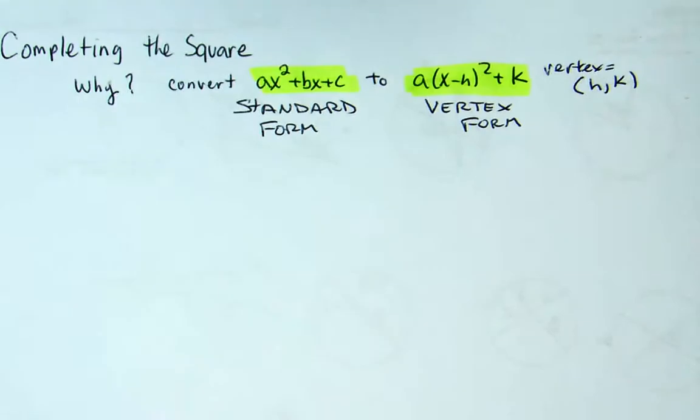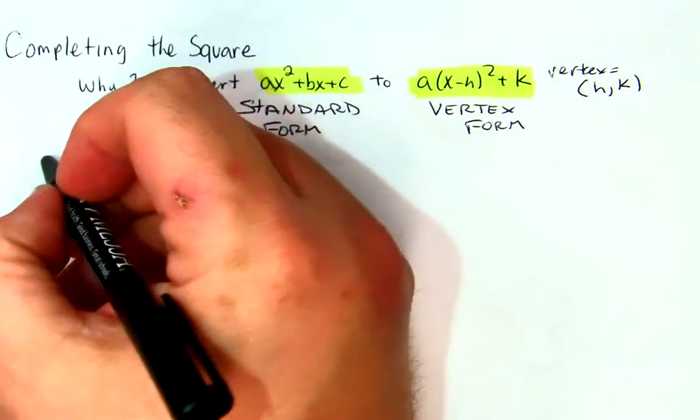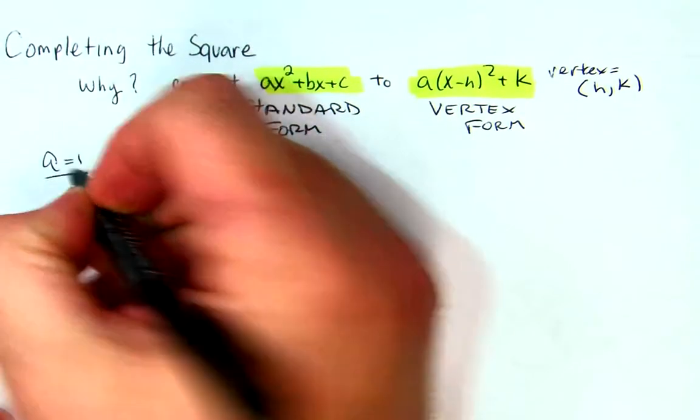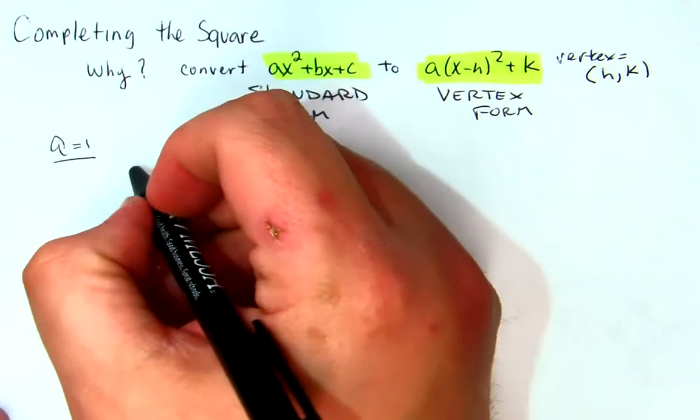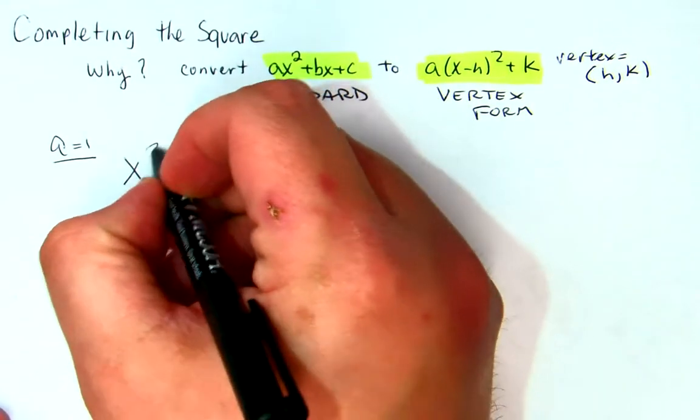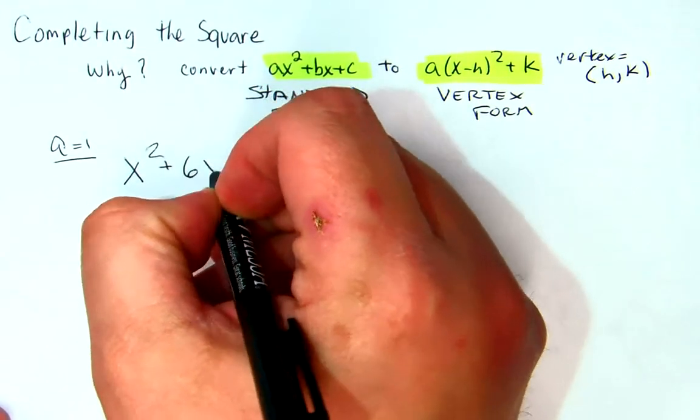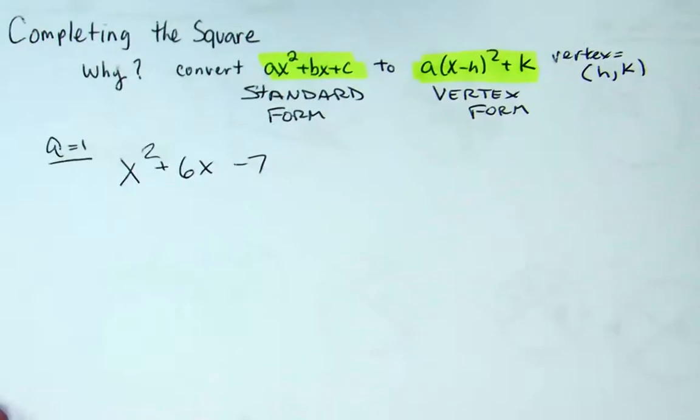And then a will tell us what a normally tells us: if it opens up or down, if it's narrower or wider than the original parent graph. So here's your process. We'll start when a is equal to 1. So if a is equal to 1, let's take the equation x squared plus 6x minus 7.